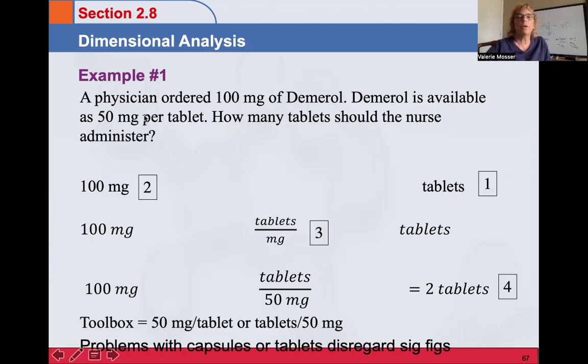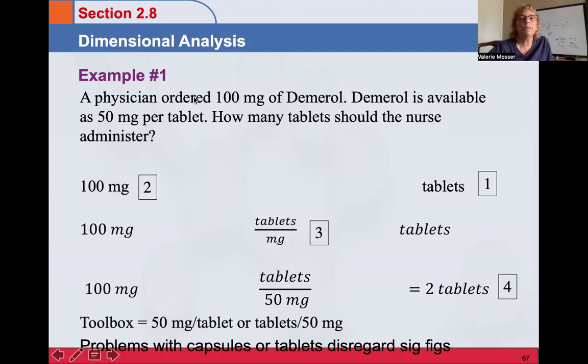And then what are you starting with? Well, you have 2 possibilities here. You could start out with 100 milligrams of Demerol, or you could start with the fact that Demerol is available as the 50 milligrams per tablet. When you have 2 units, that's almost always going to be your conversion factor. That's almost always going to be what goes in your toolbox. The 50 milligrams per tablet or tablet per 50 milligrams.